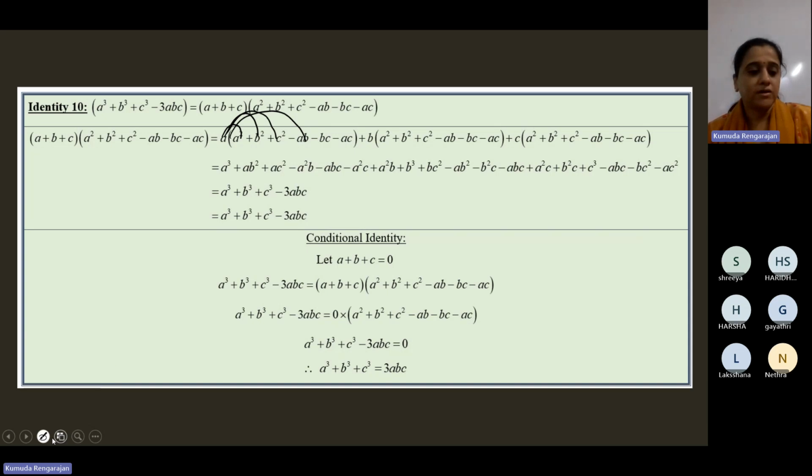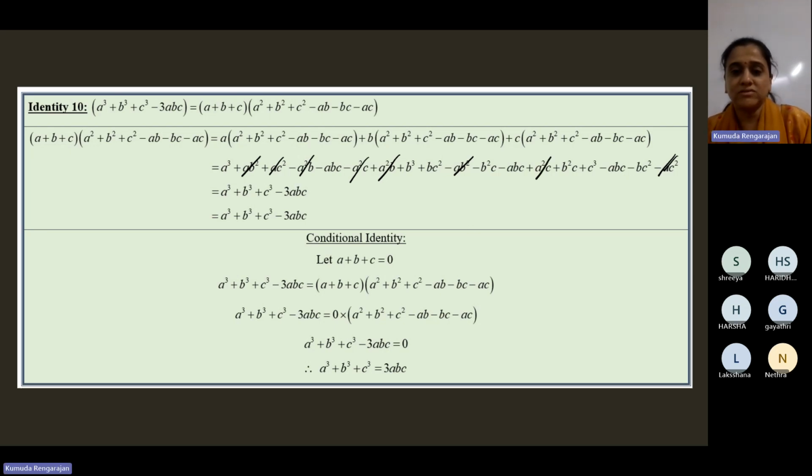Okay. So we know when you multiply this expression which has three terms with this expression which has six terms, the product will give you 18 terms. Now, plus AB squared minus AB squared cancels. Then plus AC squared minus AC squared. And then minus A squared B, whereas plus A squared B. And then minus A squared C plus A squared C. Plus BC squared minus BC squared.